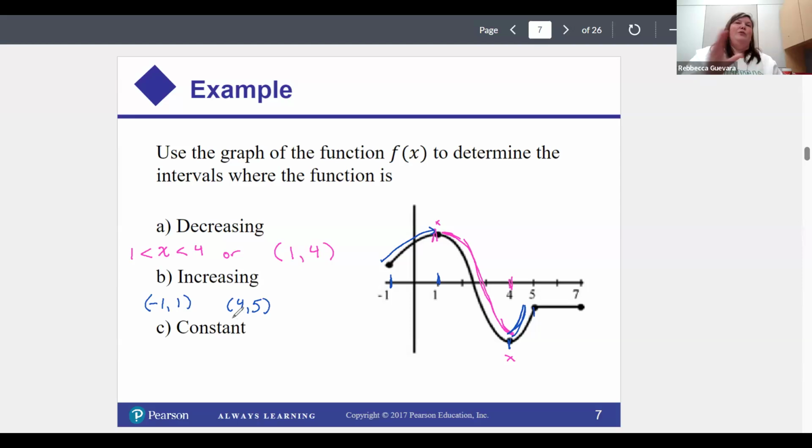If you have two intervals that are supposed to be together, because we just want where it's increasing, we're going to put this U. It means a union. It's telling me that those two intervals belong together. They're answering the same thing. This is the interval on which I'm increasing. Where we're constant would be right here where we're staying flat. So we're staying flat from 5 to 7.